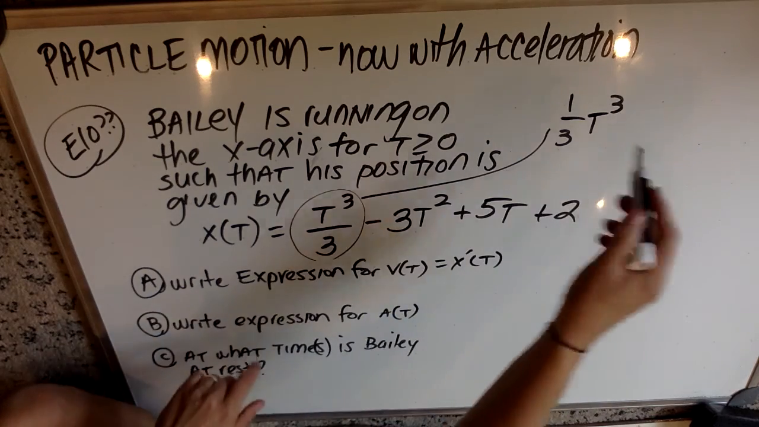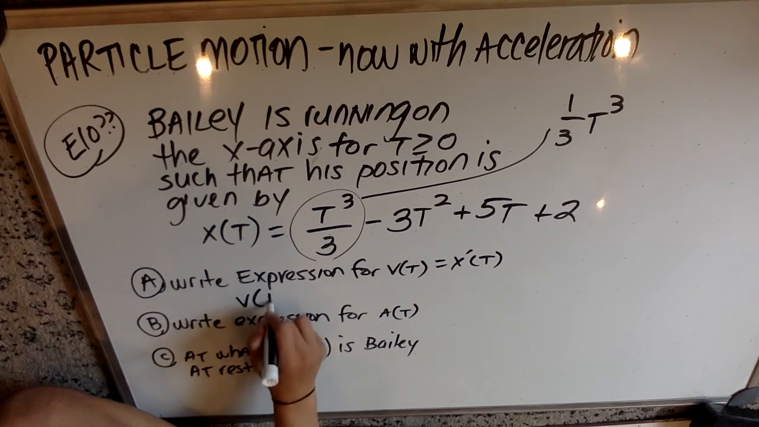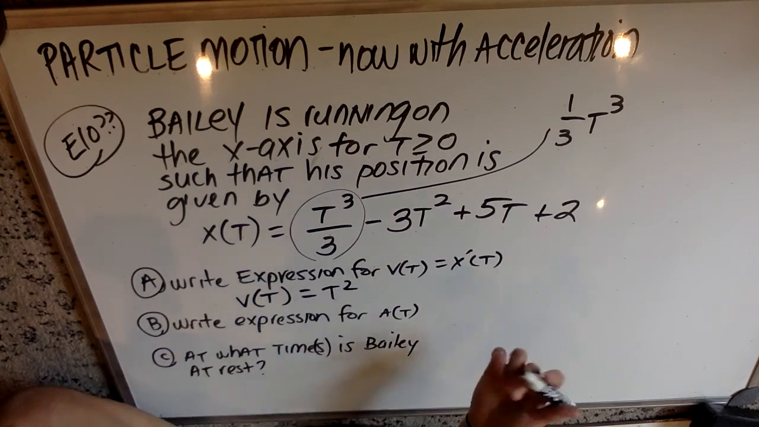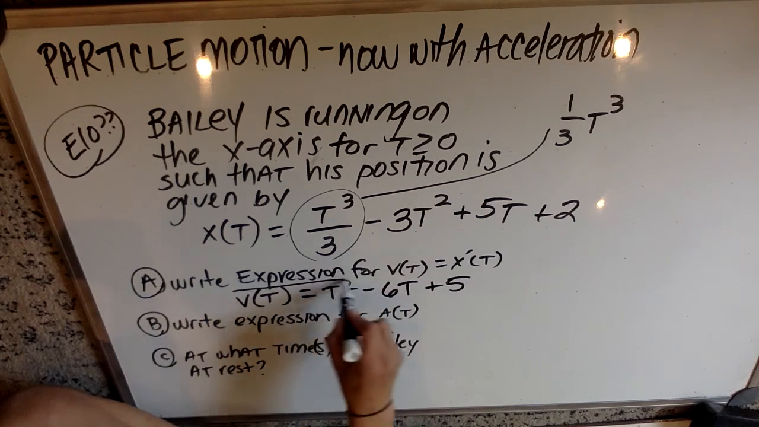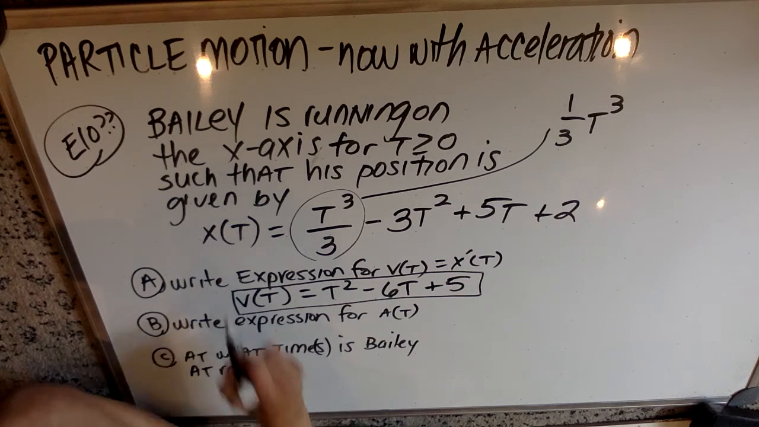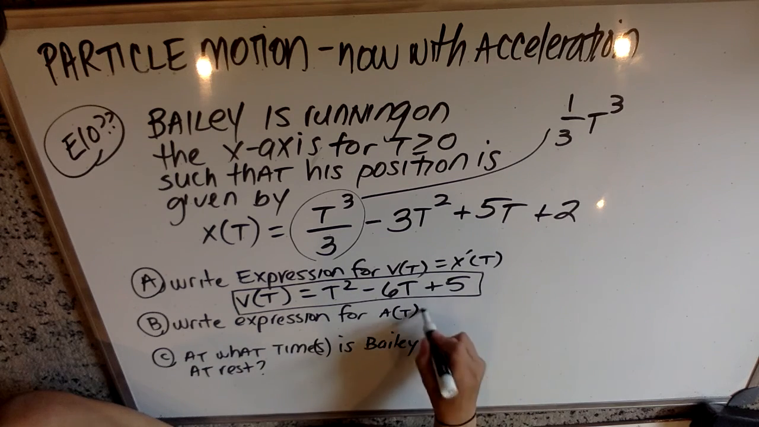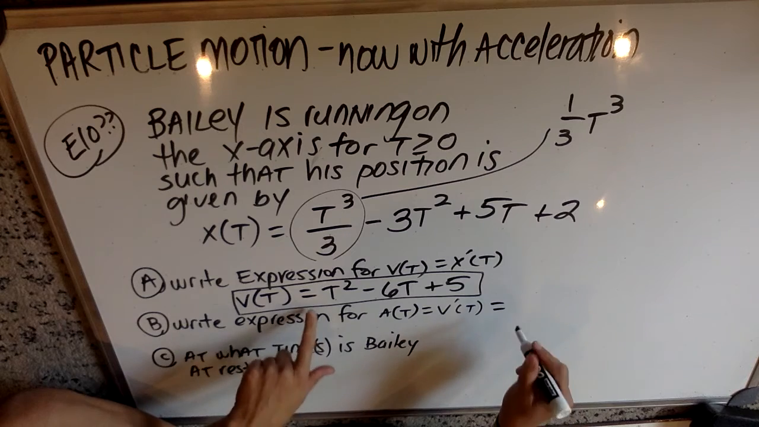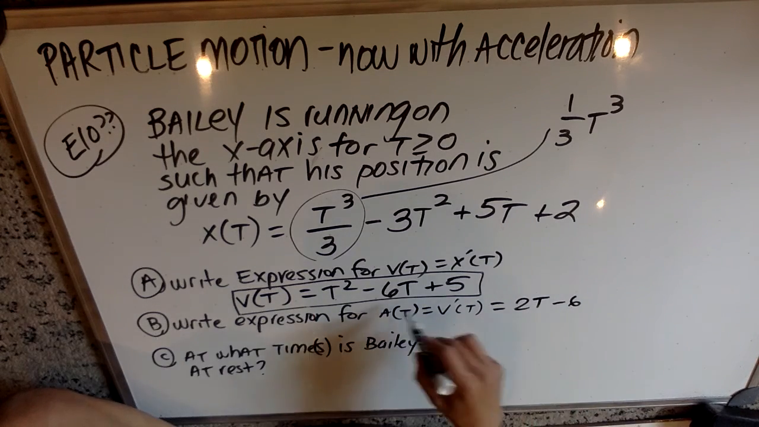When I differentiate by dropping that 3 down in front, the 3 and the 1/3 are going to cancel. So I'm going to get that my v of t is going to equal t squared, right, because the 3's cancel and I drop the power by 1, minus 6t plus 5. So there's my expression for v of t, right? My next expression, a of t, well, that's going to be v prime of t, or x double prime, right? So I'm going to differentiate this and get 2t minus 6.